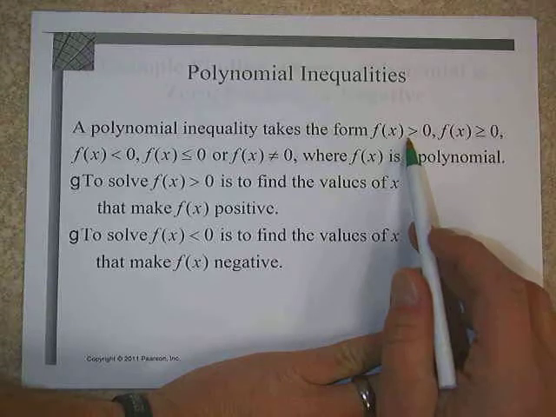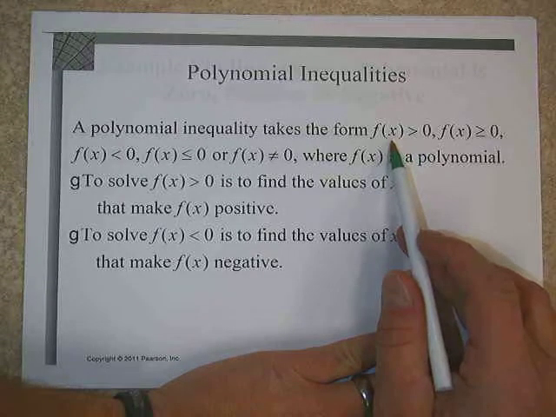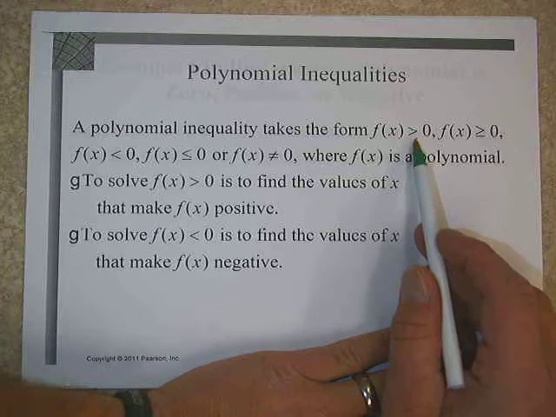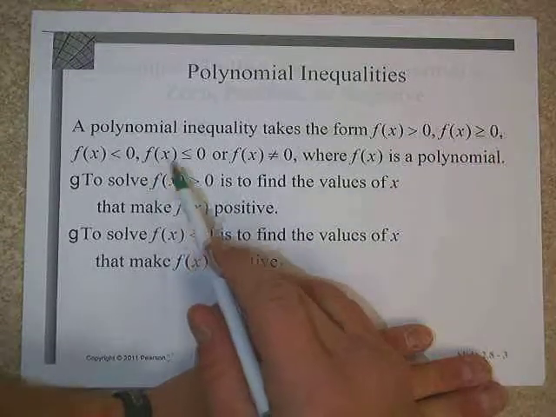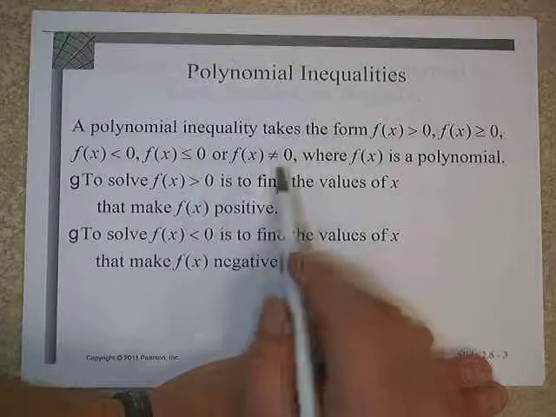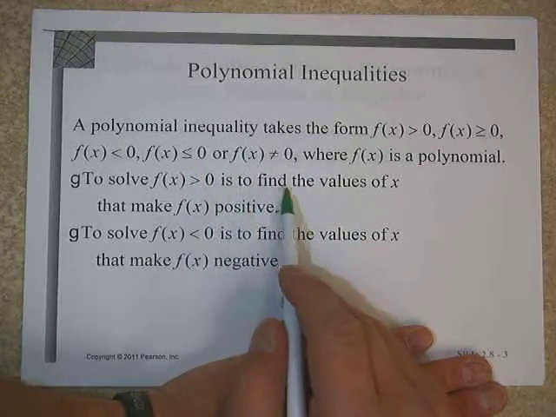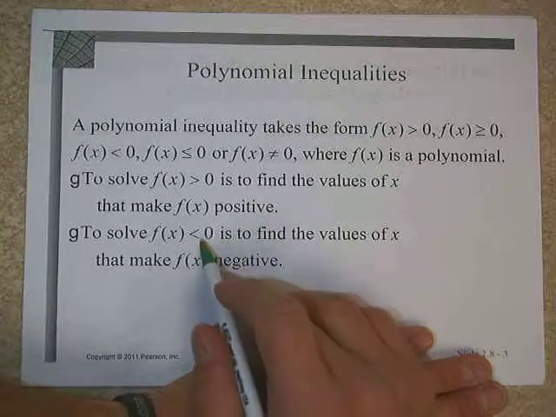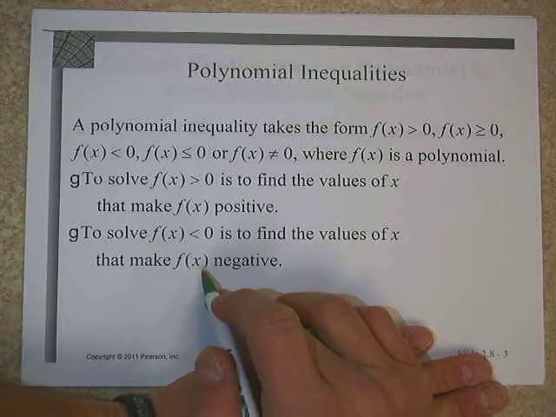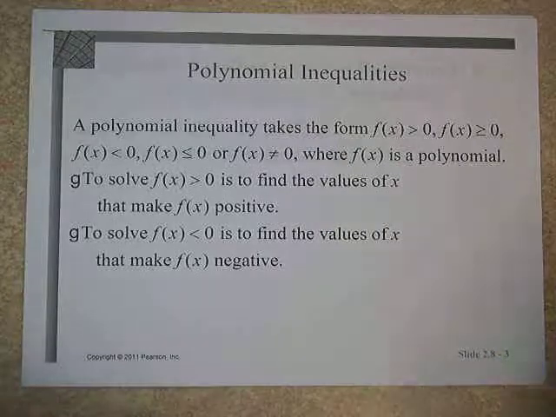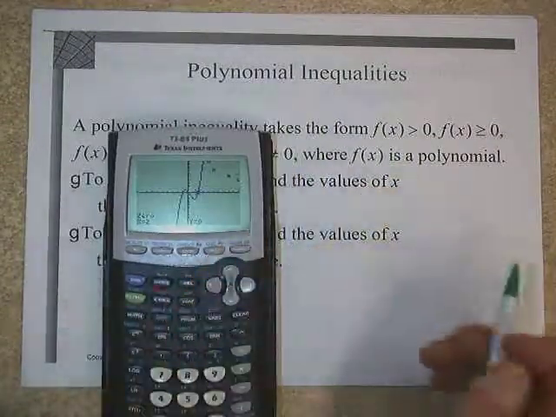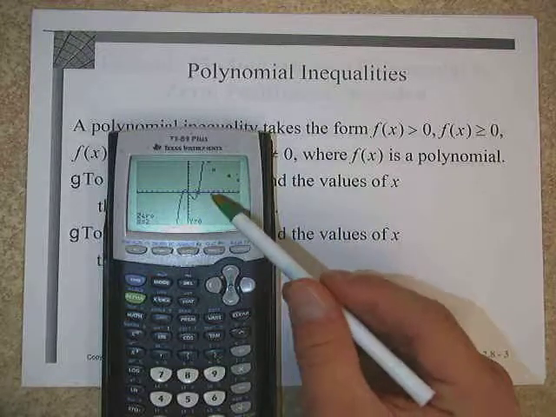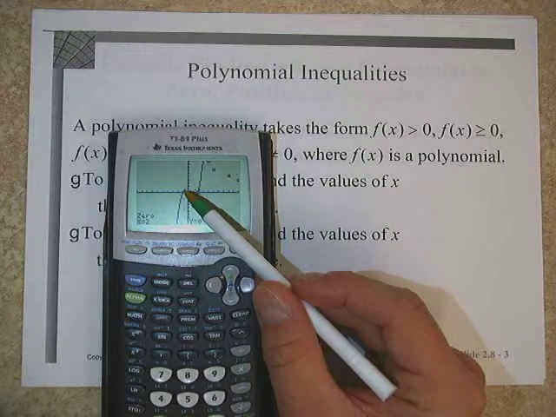So the first thing we want to check out here is just to make sure we know what a polynomial inequality is. If we have some polynomial that's greater than or equal to, or less than or equal to 0, then to solve that, we want to find the values of x that make the polynomial positive. If it was less than 0, we want to find the values that make it negative.